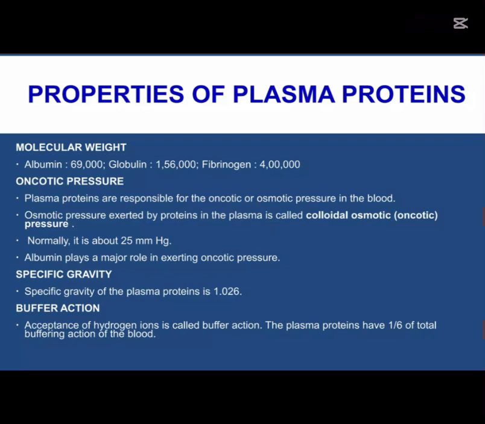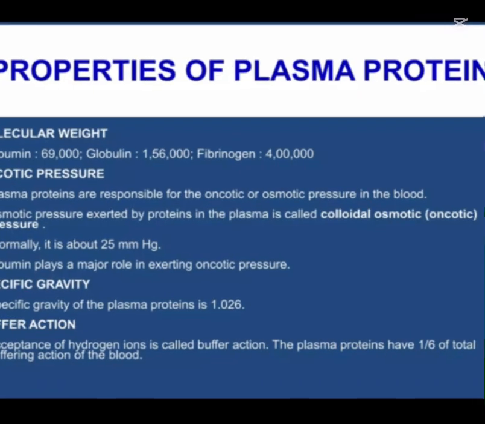The next one is the specific gravity. What is the specific gravity of plasma protein? It's about 1.026. The last but not the least is the buffer action. So what is the buffer action? Acceptance of hydrogen ion is called the buffer action, and the plasma protein has about 1/6 of the total buffer action of the blood. For your exam, it's always important for you to know it.